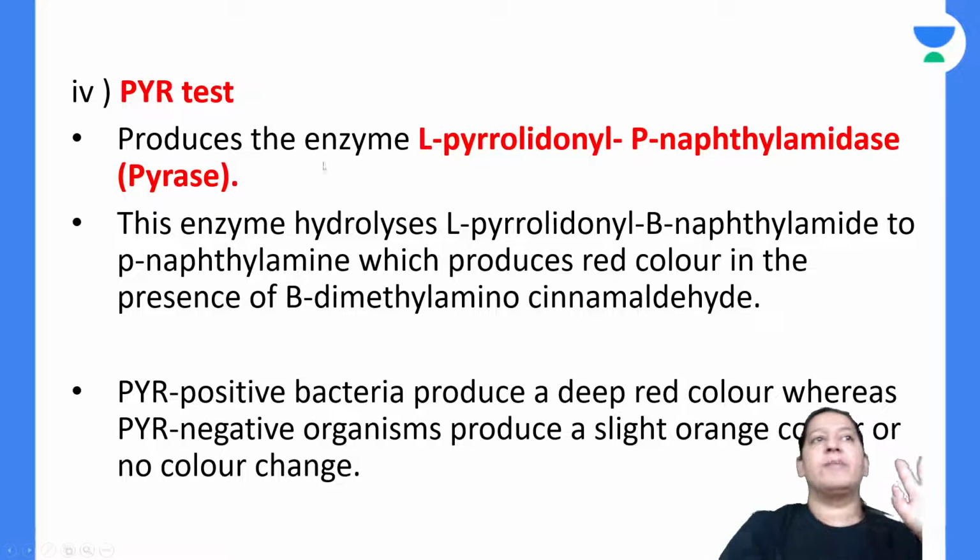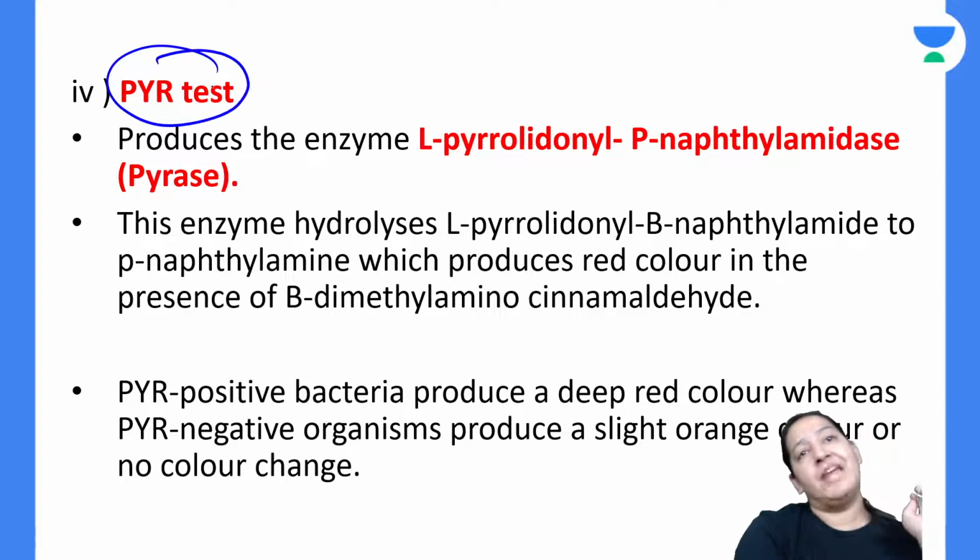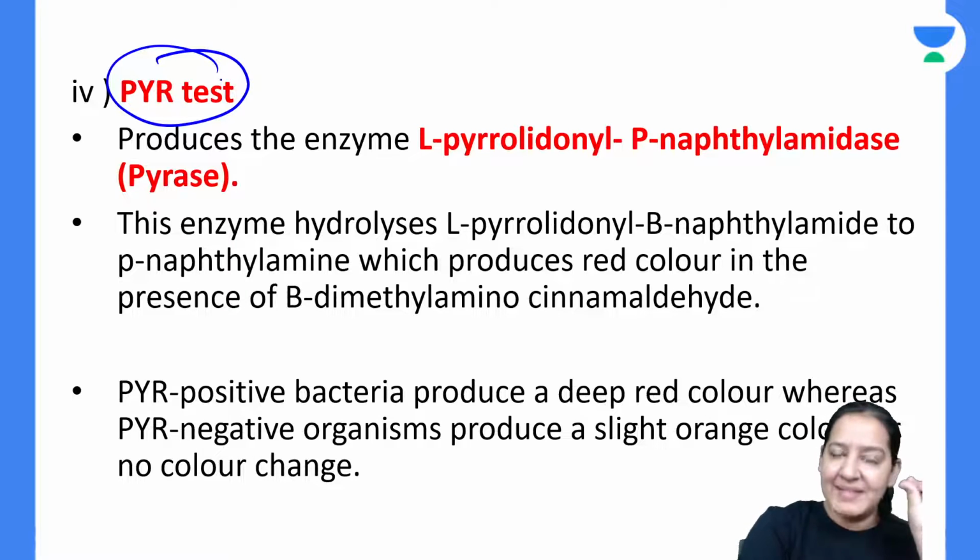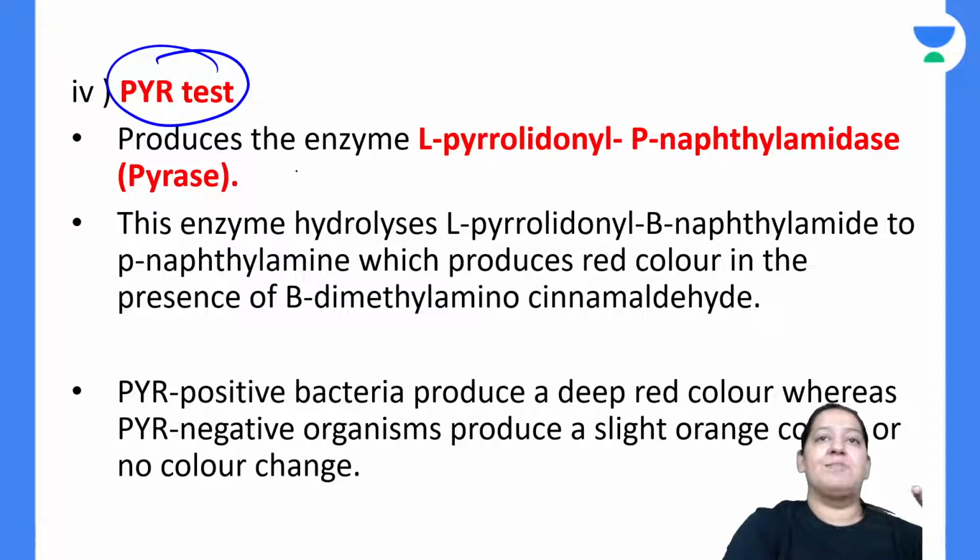Coming on the fourth biochemical reaction, the PYR test, which is very important. What do you mean by PYR? PYR is an enzyme which is present inside the Streptococcus pyogenes bacteria. What is the full form of PYR? It is a big thing, so you have to learn it. It is pyrrolidonyl. That is P. Pyrrolidonyl.